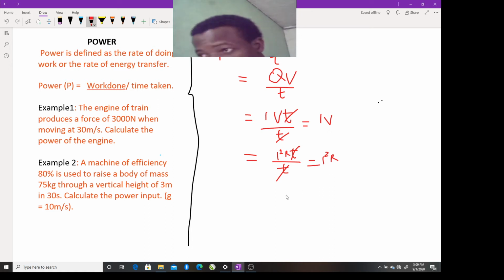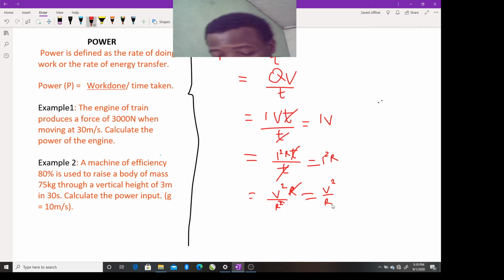And that can also be equal to what? This can also be equal to V squared over R. We have V squared R over R squared, and that can be equal to V squared divided by R, since one R cancels. So let me stop there for the other forms of power. Then we go to our examples.